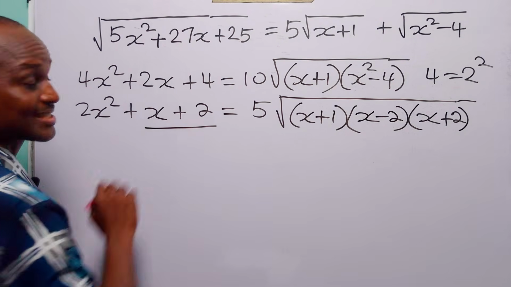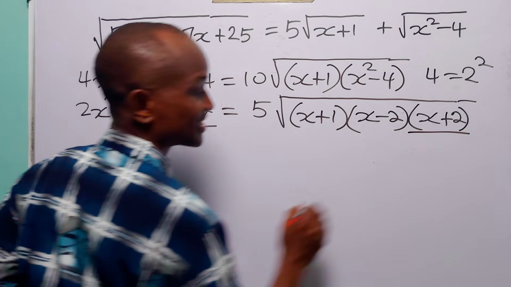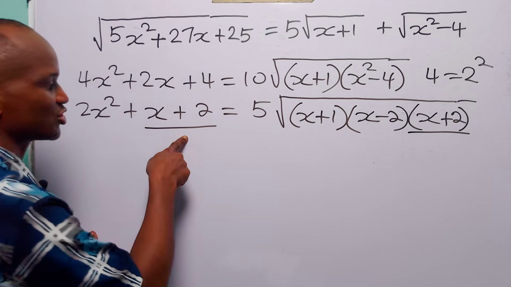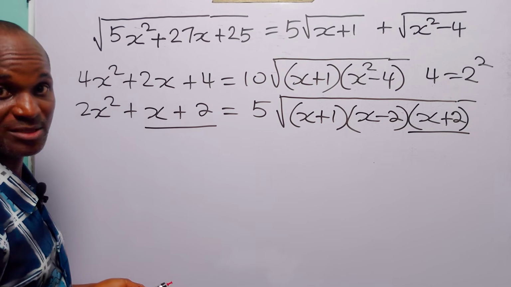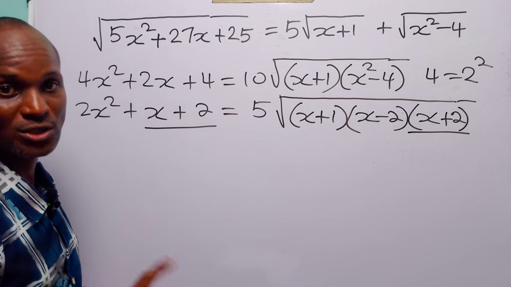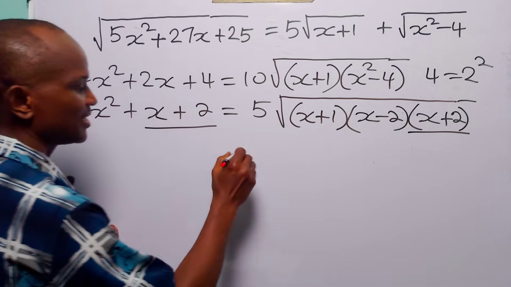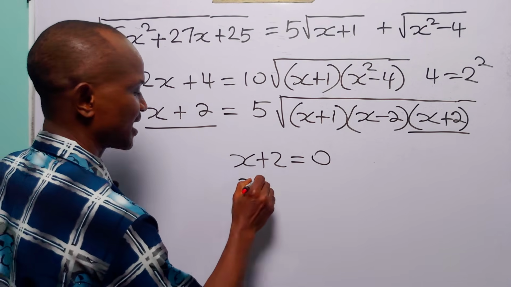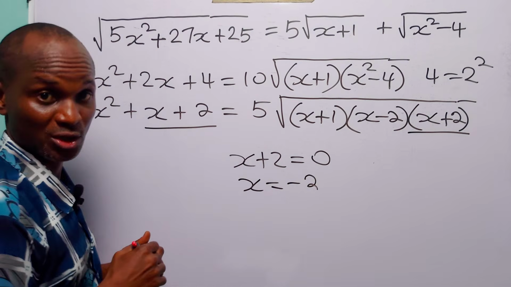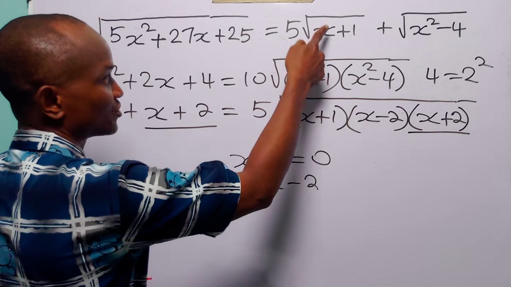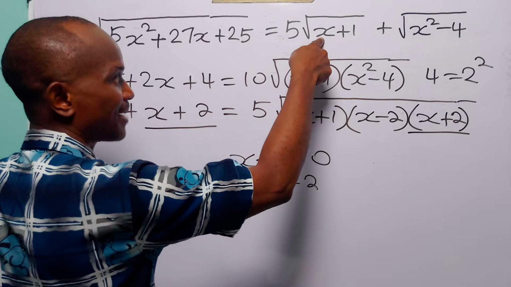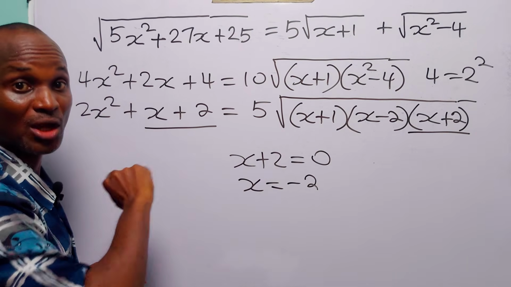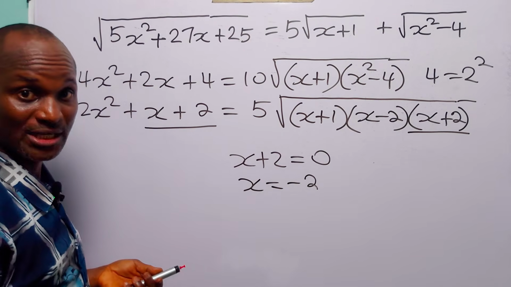Now notice that here we have x plus 2. Here we also have x plus 2. The next thing we are going to do is that we will divide both sides of this equation by x plus 2. And we can do this because we know that x plus 2 is not equal to 0. Because if x plus 2 were to be equal to 0, then we have that x is equal to minus 2. But now when you substitute minus 2 for x into this term, you have 1 minus 2, which is minus 1, which means that here we have the square root of a negative number, which is going to make the whole equation undefined.